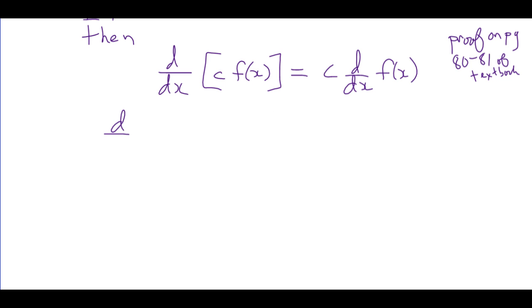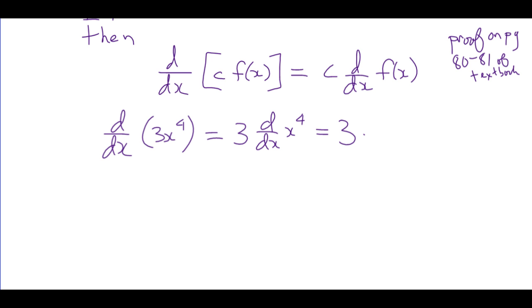If you have d by dx of 3x to the 4th, then you say, well, I'm going to pull the constant out front, right? So it's going to be 3 times, and we know how to do the derivative of x to the 4th, right? So it's 3 times 4x cubed, which is 12x cubed. Let's call that A.